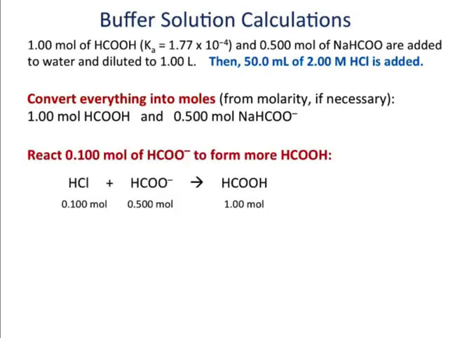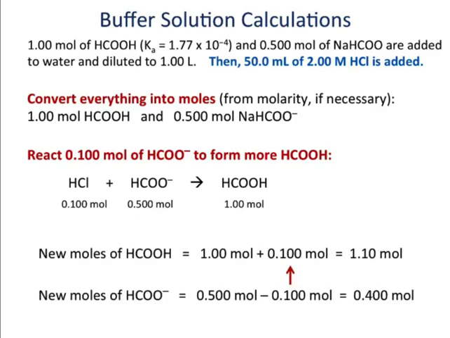And then we're going to do a reaction here. So we added 0.1 mole of HCl. It's going to react with the formate, and there's more formate than there is HCl, so HCl is going to be the limiting reagent here. And so what that's going to do is it's going to take some of this amount of formate and convert it back into formic acid. So this is going to be 0.4, because you're going to react away 0.1 of it. And this is going to be 1.1, because you're going to make more of it.